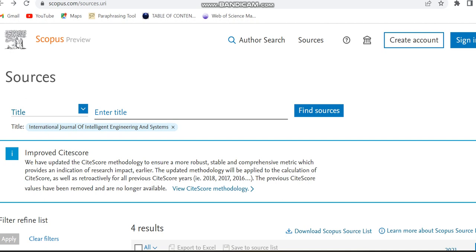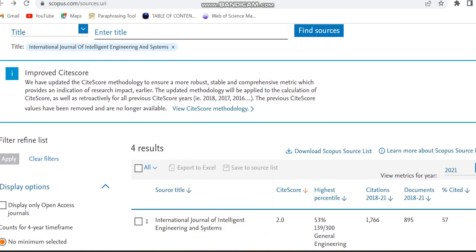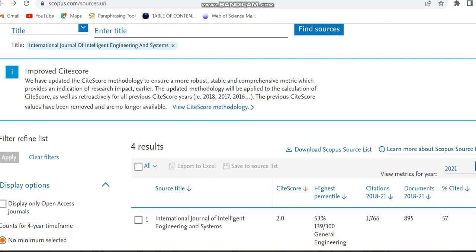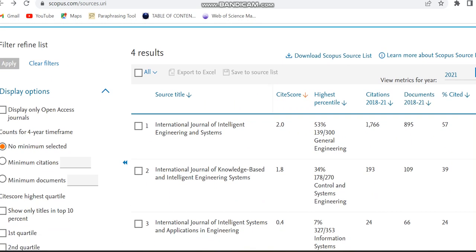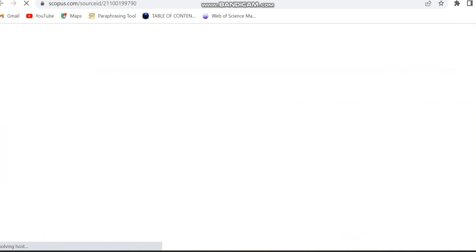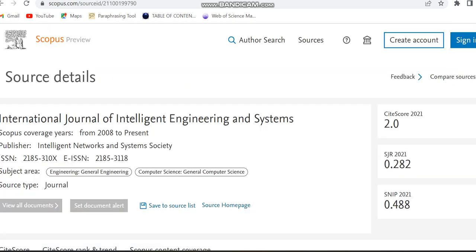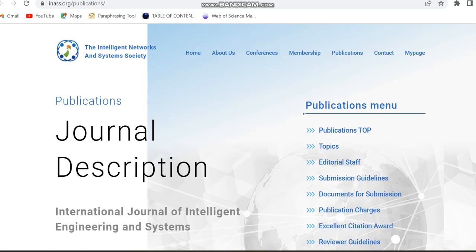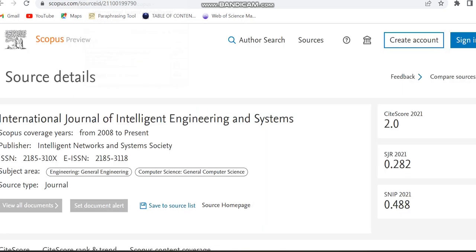The journal we are going to have a look at today is International Journal of Intelligent Engineering and Systems. While searching, many similarly named journals come up, but the first one is the only one we are looking at today. Its coverage is from 2008 to present, and the publisher is Intelligent Networks and Systems Society. It covers general engineering and also general computer science. The source type is journal. Since we have the source homepage, we can move from this page itself.